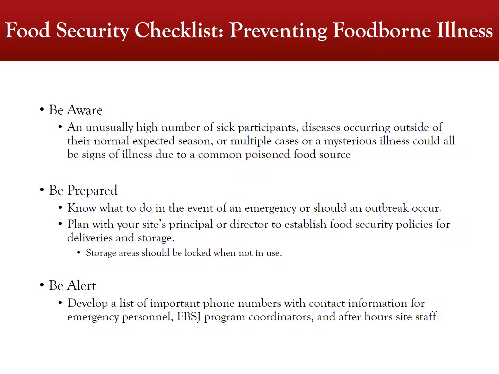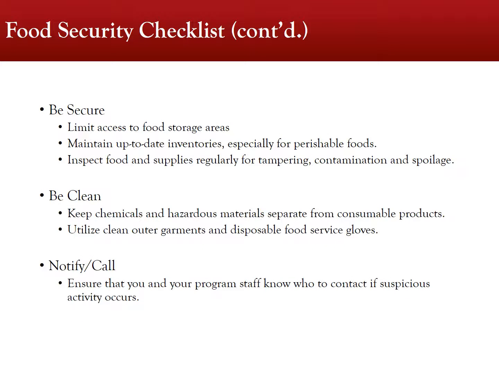Second, be prepared. Know what to do in an emergency or if an outbreak occurs. Be sure that your food is always kept in a secure location. Always be alert and have a list of important phone numbers to use in the event of an emergency. Be secure and aware of any signs of tampering or contamination of food. Ensure that proper hygiene and cleanliness procedures are followed. And lastly, if an issue arises, be sure to notify necessary people.